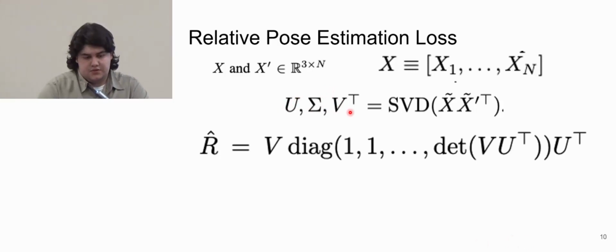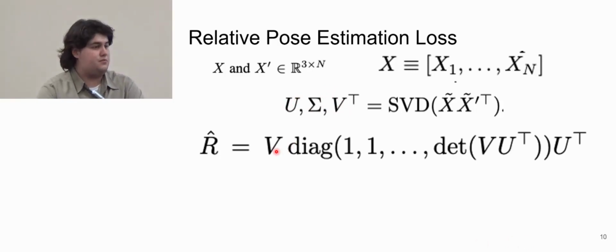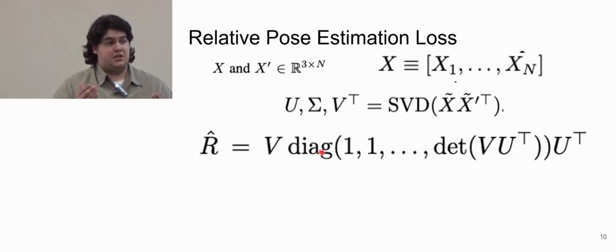And we will use those to compute another matrix, which, as I mentioned before, we want to get the relative transformation of the entire set of key points. So that's exactly what we're going to be calculating right here. So we have this V that came here. We take the diagonal here with all ones, and then the determinant of VU on this side, and then U again over here. And that will give us our estimated rotation.